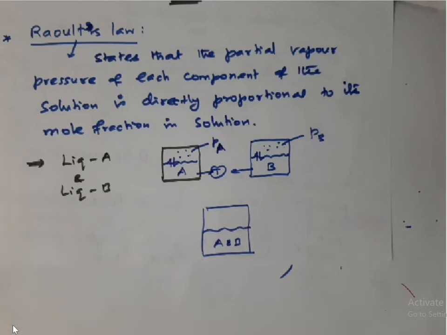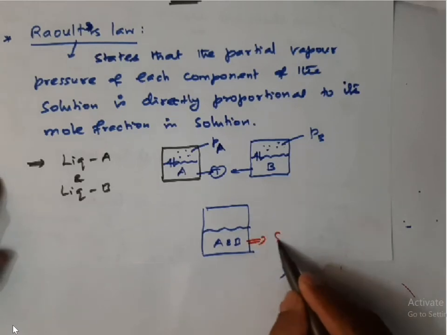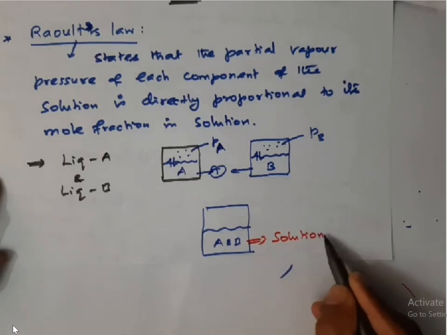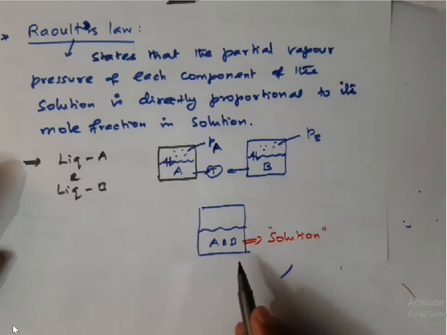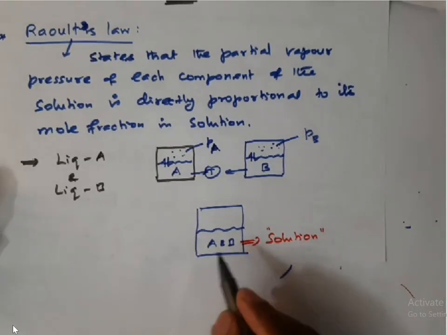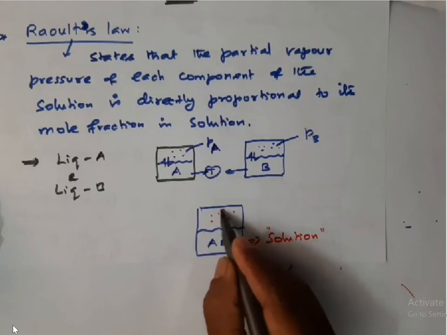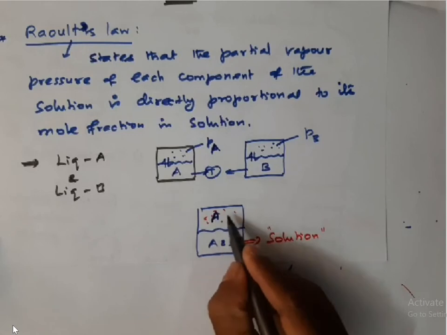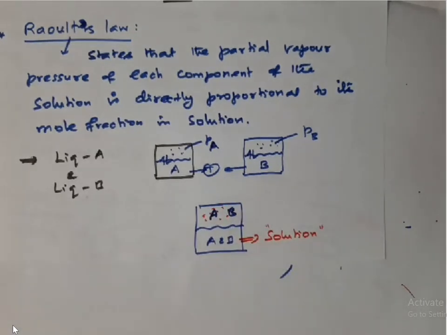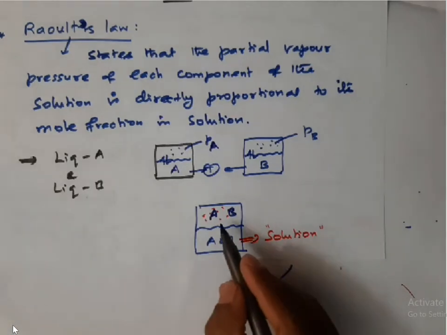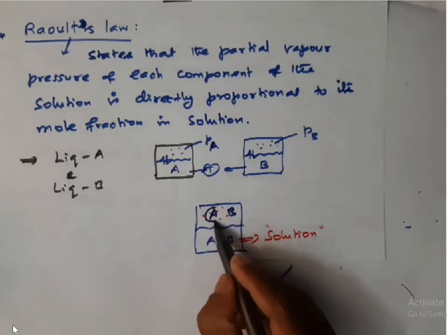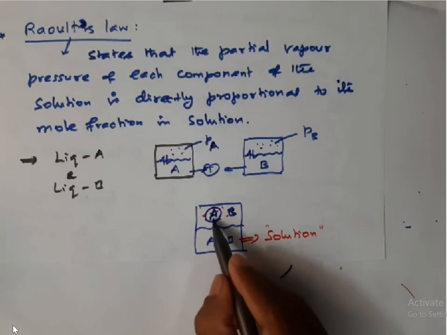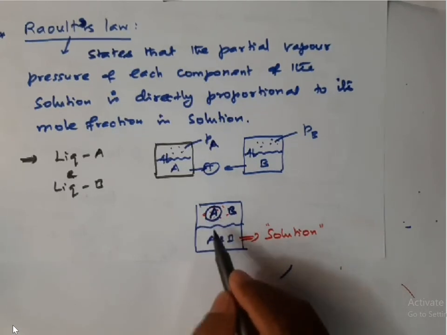We have formed a solution, which consists of a mixture of A and B. In this solution, the vapor consists of both A molecules as well as B molecules. Now what is the vapor pressure exerted by A molecules alone on the solution?